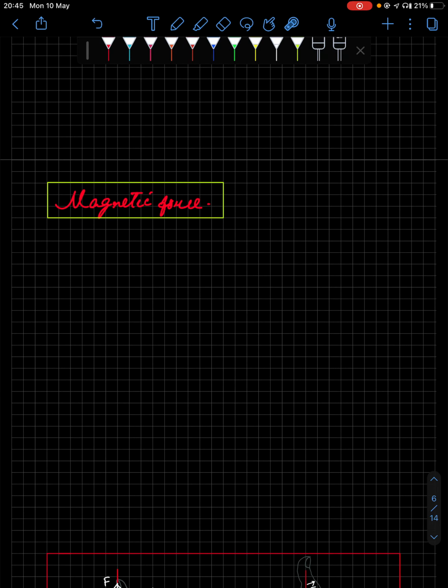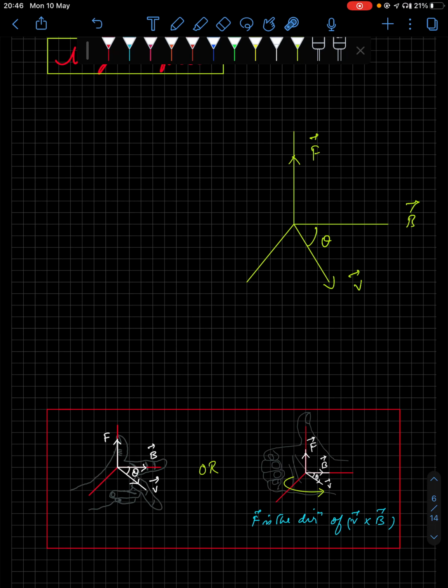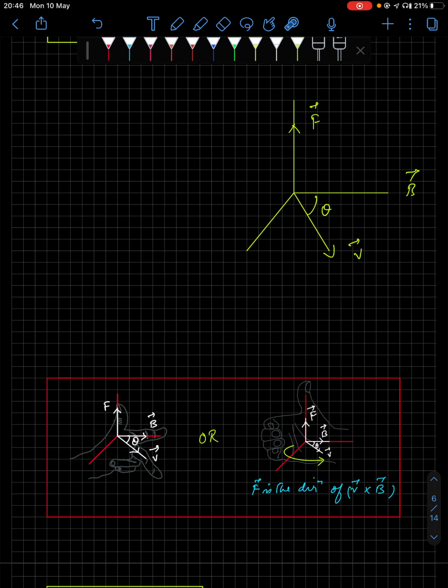Now we have magnetic force. Let's consider that the magnetic field vector is along this direction, and you have a positive charged particle fired along this direction. Let theta be the angle between the magnetic field and the velocity vector. In such a case, the force will act along this direction. To understand that, you can refer to these two figures. This can be understood by using two rules: the first is Fleming's left-hand rule, and the second is the right-hand rule.